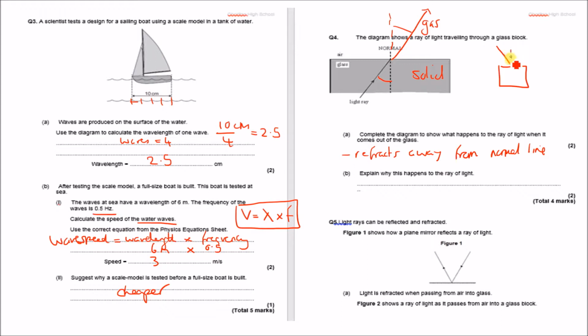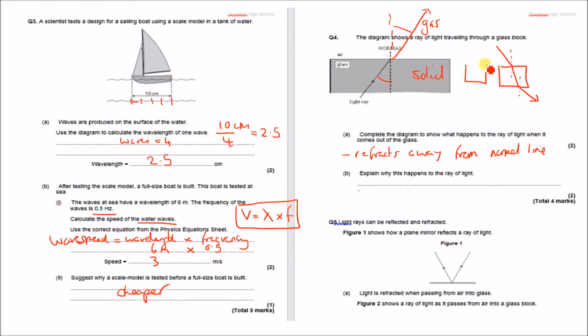block, we draw a normal line. Because it's going from a gas to a solid, it'd do the opposite this time, and that would move towards it. And then if we drew another normal line where it leaves, it would move away. So when light hits a block, it refracts towards the normal line. When it leaves, it refracts away from the normal line. So that is the refraction when it's at an angle.